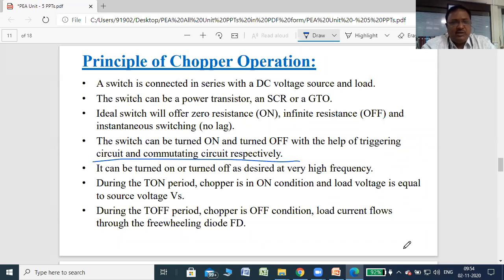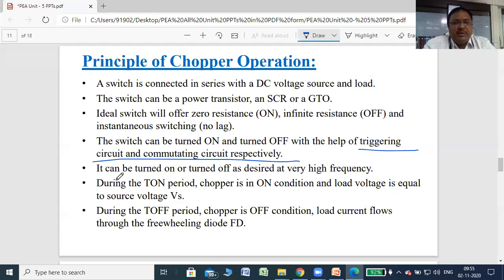So every chopper circuit requires a triggering circuit and commutating circuitry if you are using SCR. If you are using other devices, then there is no need for a commutation circuit. Simply remove the base current for a power transistor, or the gate voltage for IGBT and MOSFET, right? This is the most important part that you have to understand and keep in your mind. Remember this always, because a chopper circuit using SCR always requires a commutation circuit.